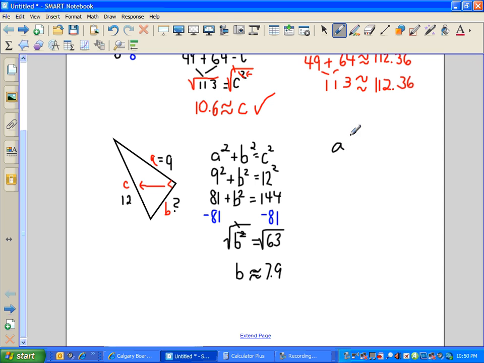Same procedure for verifying as above. A squared plus B squared is C squared. So 9 squared plus B squared. And now I think I know what B squared is. I think it's about 7.9. So that's 7.9 squared. Should be about C squared, which is 12 squared.